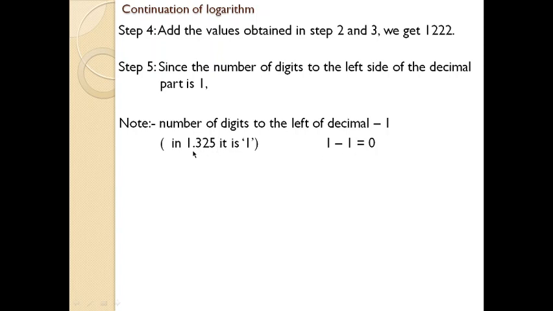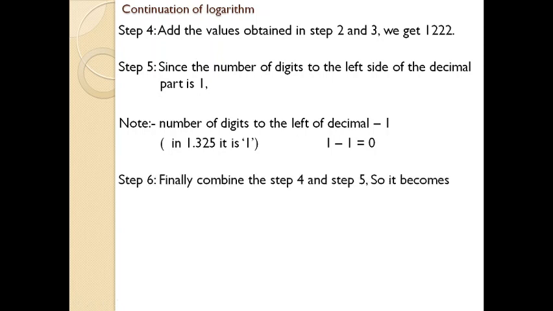For our example, 1.325, the number of digits to the left of the decimal is 1. So 1 minus 1 is 0. And where to put that 0? Simple. You just put that 0 in front of 1322. If you have got 1 here, it will be 1.1322. If you have got 2, it will be 2.1322. This is how we find the log of a certain number.